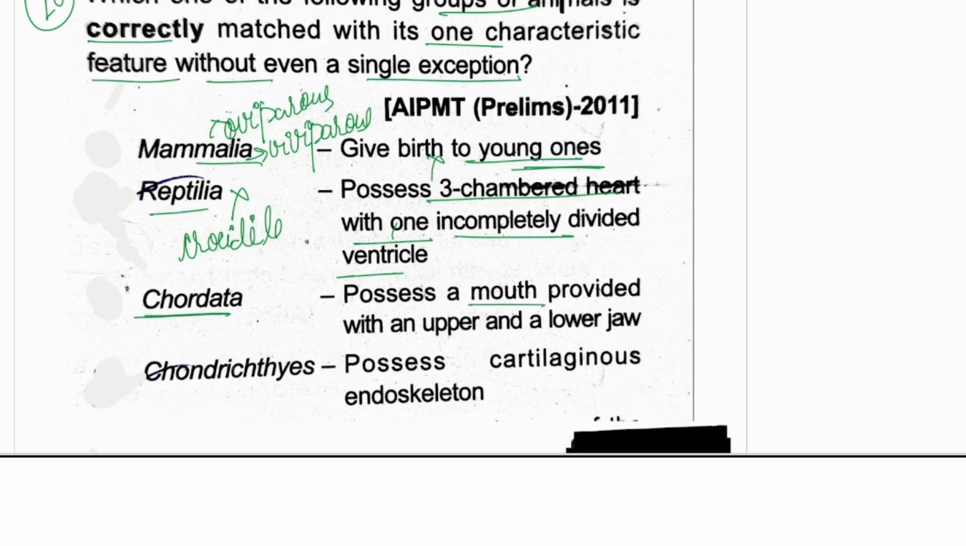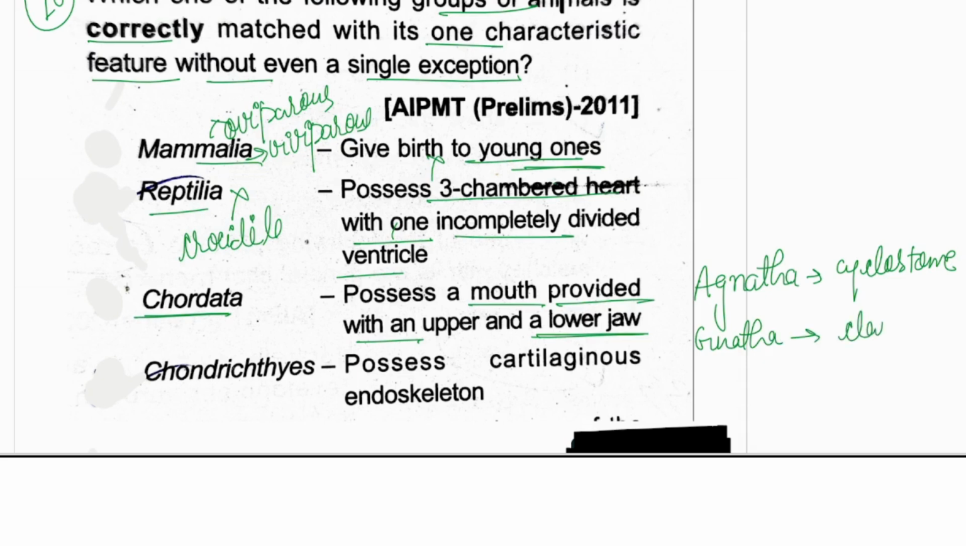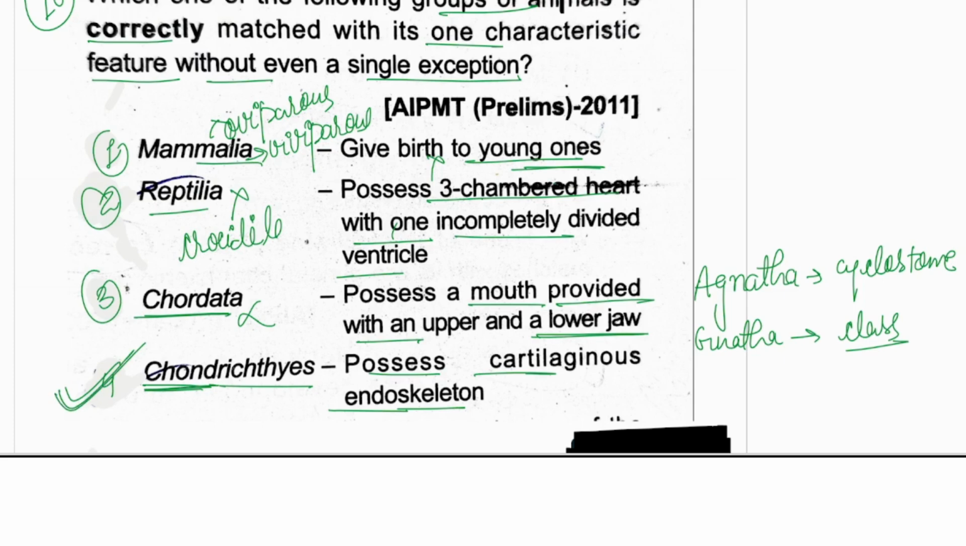Chordates possess a mouth provided with upper and lower jaws. In the chordates we have seen some are agnatha like the cyclostomes, and some are gnathostomes, in which we have seen classes. Okay, so that is incorrect. And Chondrichthyes means possessing a cartilaginous endoskeleton made up of cartilage, that is why they are Chondrichthyes. So we will go with the fourth option. These three would be incorrect. We'll go with the fourth option.